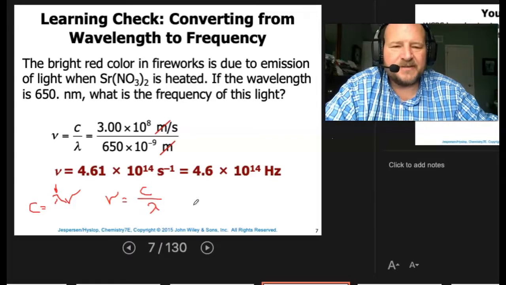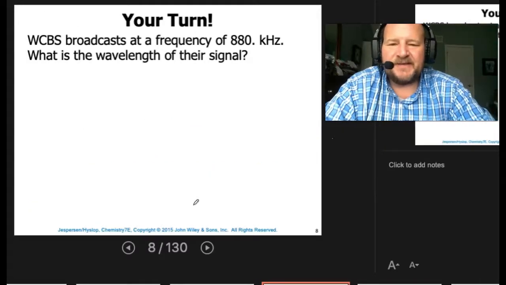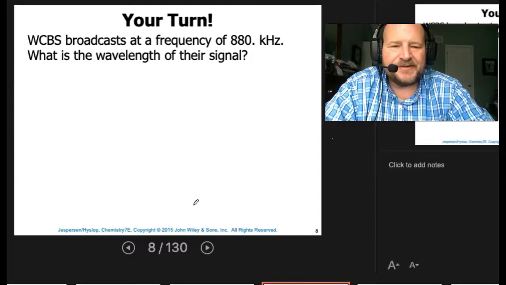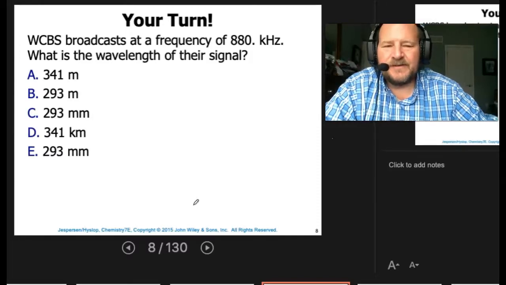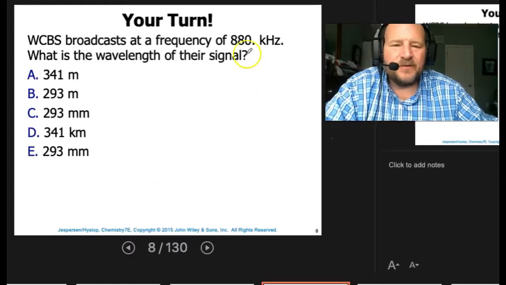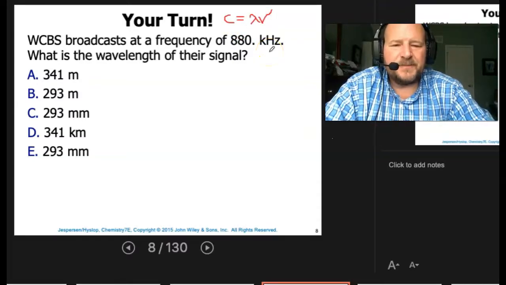or per second. All right, WCBS broadcasts at a frequency of 880 kilohertz. What is the wavelength of their signal? So again, now we're going to be looking for the wavelength. So c is equal to lambda nu. All right, I'll give you a chance to pause here.